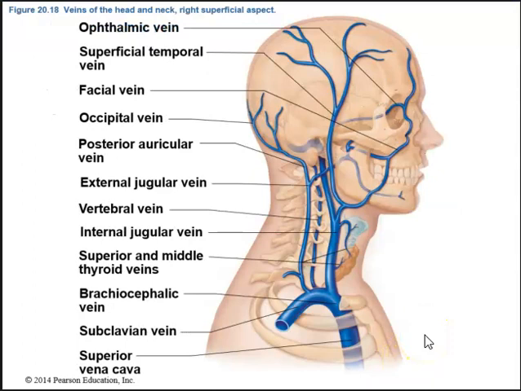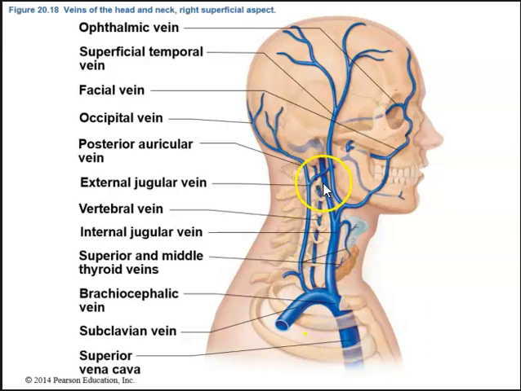So here we see veins of the head and neck. We can see the external jugular vein draining blood from the scalp as well as structures of the face. We can see the internal jugular vein draining the dural sinuses of the brain. The external jugular vein here drains into the subclavian vein, and we see branches of the internal jugular vein that will then join up with the subclavian vein to form the brachiocephalic vein.